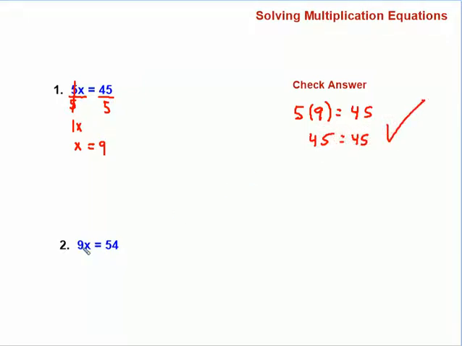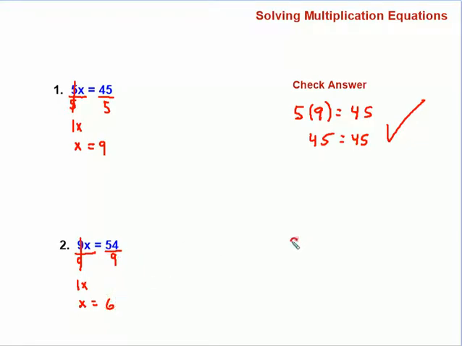Down here, we have 9 times x is equal to 54. Once again, we're finding x. We get x all by itself by using inverse operations. The inverse of multiplication is division. We divide 9 by 9, which gives us 1x, which is just x. And whatever we did to the left side, we do to the right side. So we divide that by 9, and we get 6.